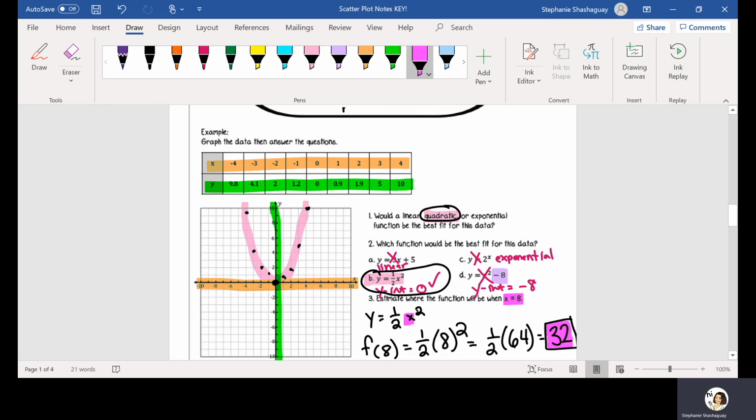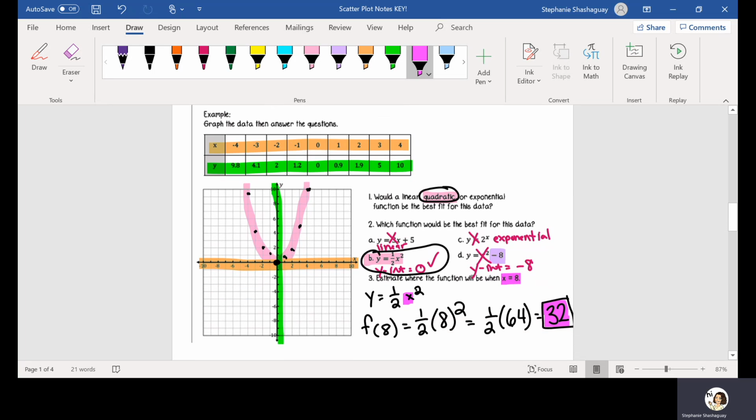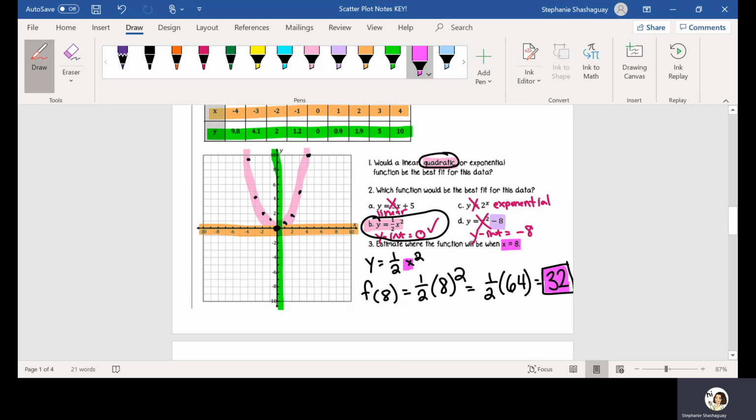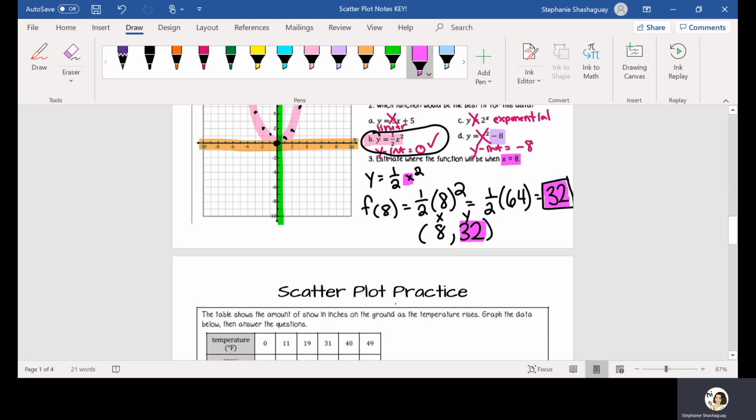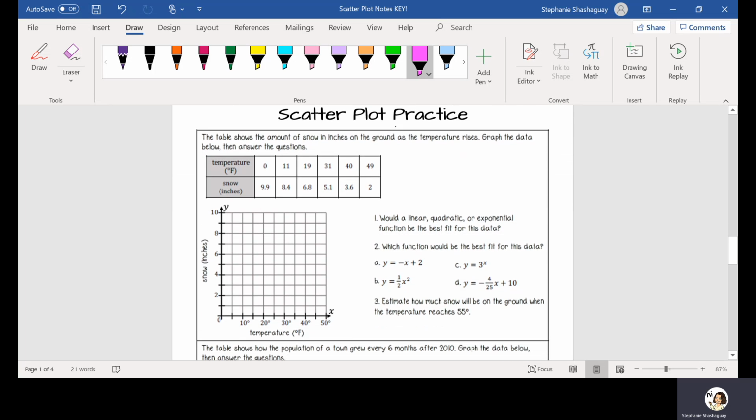So 32 is the estimate when my x is equal to 8. They didn't tell you what this particular graph means. So when x is equal to 8, we can estimate that the y is going to be equal to 32. Okay, so sometimes what you will see is when x is 8, we can estimate that the y is 32, because this is my x and this is my y. Okay, so please don't forget how to list your ordered pairs or your answers when we're dealing with functions in algebra. All right, we're going to go on to our next question.